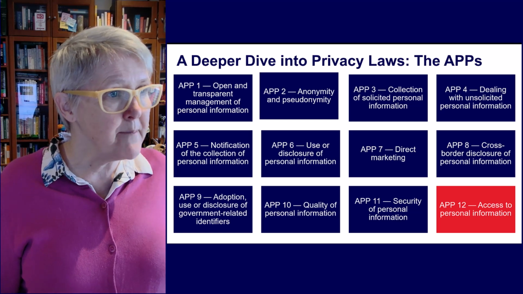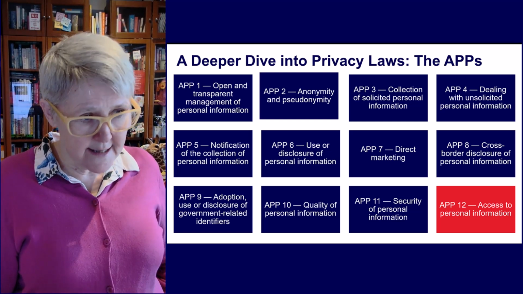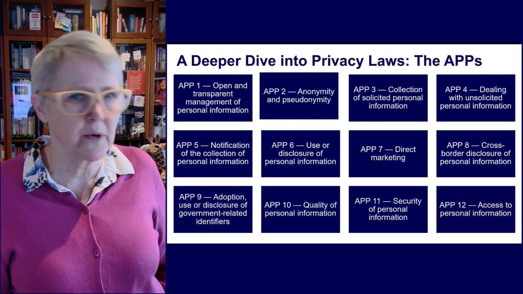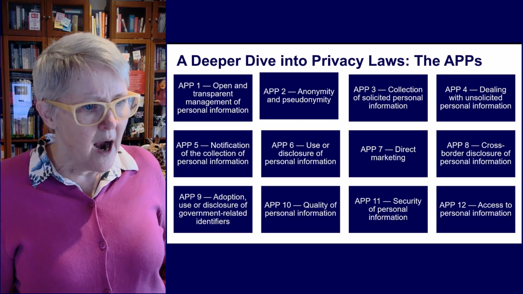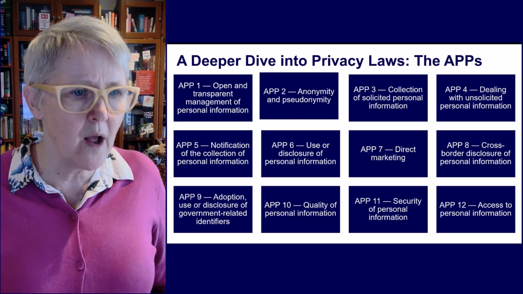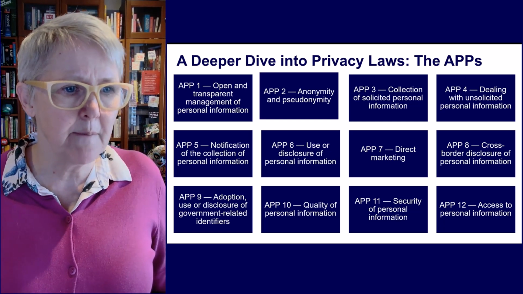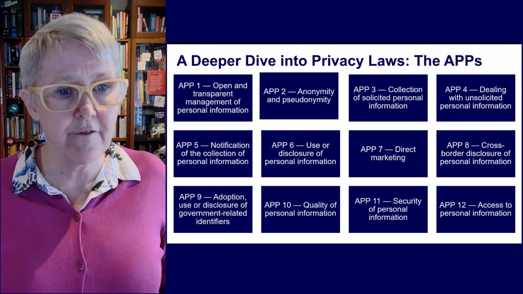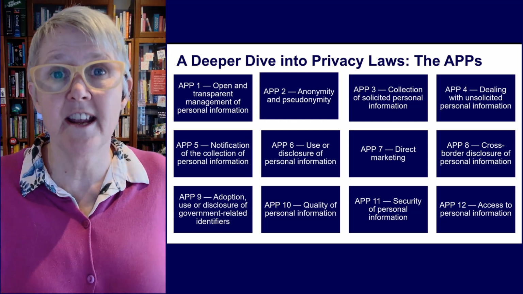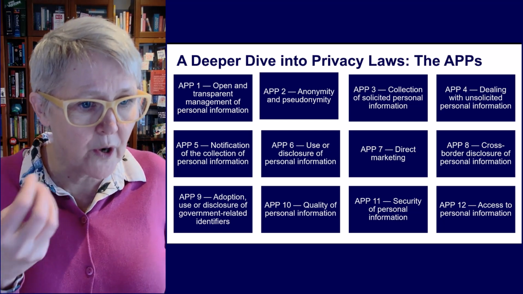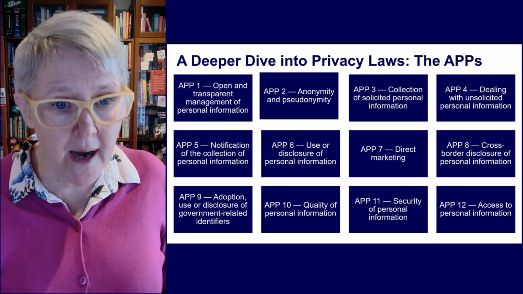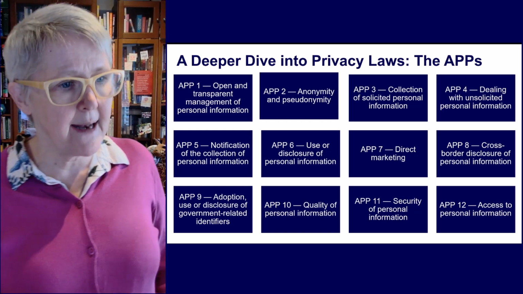APP 12 is about the right to access personal information, and I mentioned this when I was talking about APP 10 a minute ago. In order to comply with this requirement, companies need to have systems in place that allow users to access and review the personal information that they hold about them. So the individuals can identify or request information about what a company holds about them or a government department holds about them at any time.